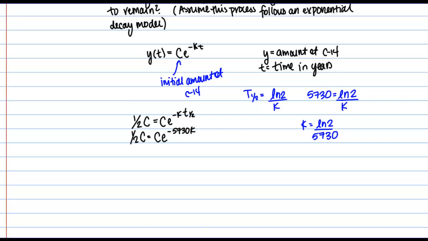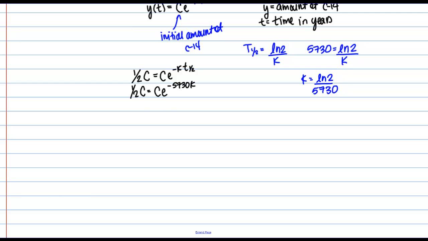And now I'm just going to solve this relationship for k, and we'll see what we get. If I divide both sides by C, I just get one half equals e to the negative 5,730 k. Then I can take the natural log of both sides to get rid of this exponent of e. So I get the natural log of one half equals negative 5,730 k, or I can write that as k equals the natural log of one half over negative 5,730.